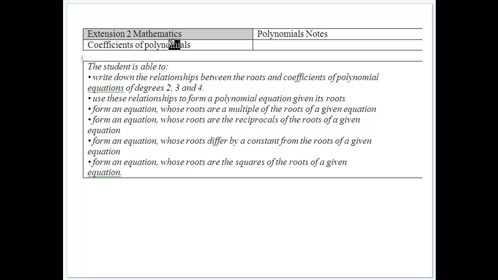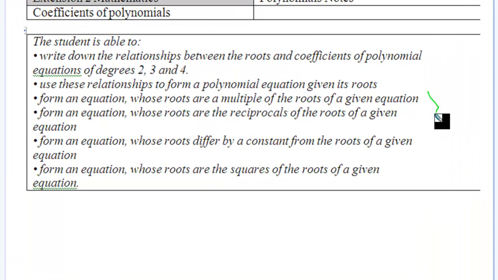So we want to have a look now at using the coefficients of polynomials to solve some problems, and we're going to use the coefficients and the roots of the polynomials to do that. So this is what you need to be able to do using this, and it might not mean much at the moment, but hopefully by the end of the videos you'll understand exactly what we're going to do with all these ones we're going to be doing together.